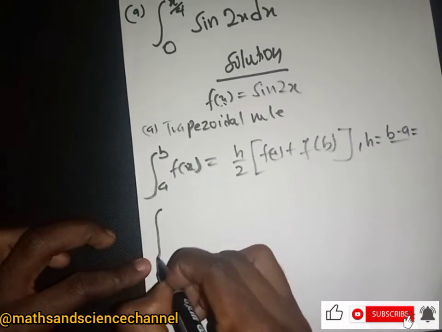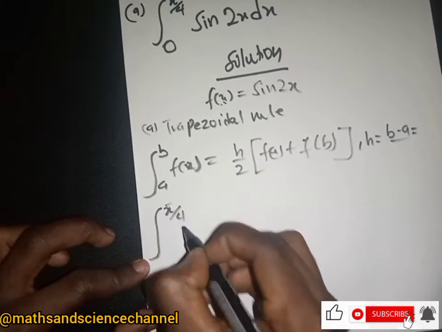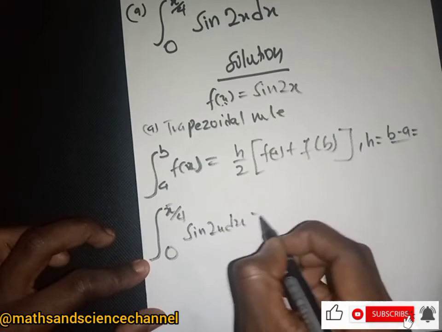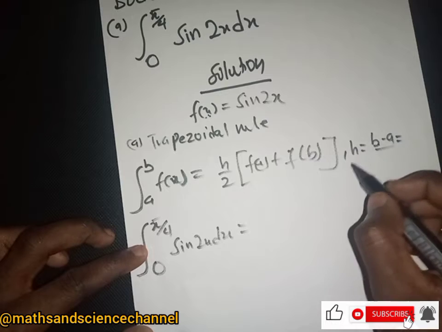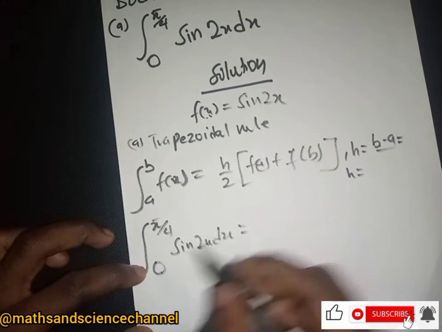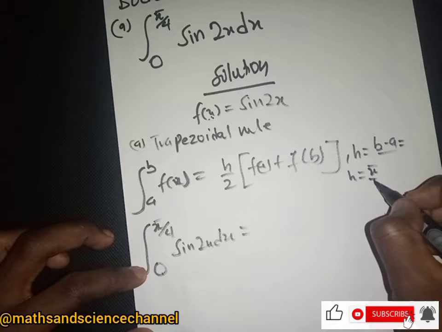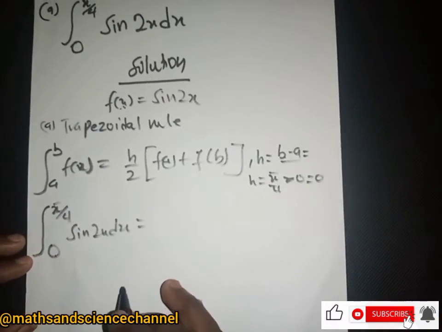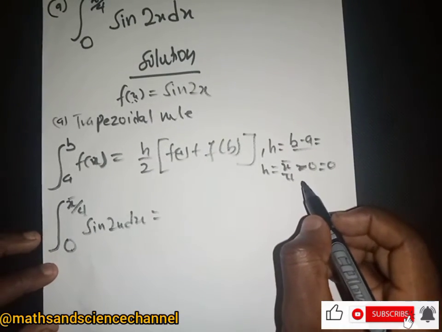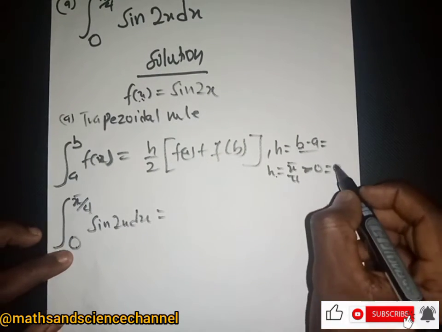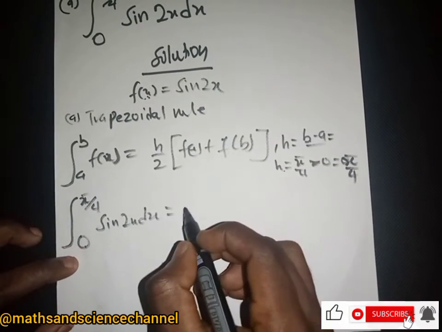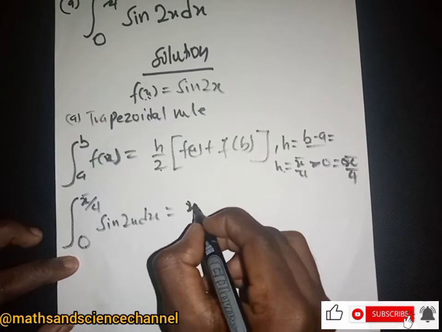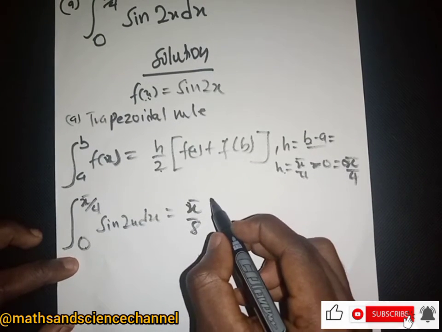Inserting that into this, we have the integral from 0 to pi over 4 of sine 2x dx. Now we have b minus a, where b here is just pi over 4, minus 0, which is just pi over 4. So h is pi over 4, and multiplied by 2, that is just pi over 8.